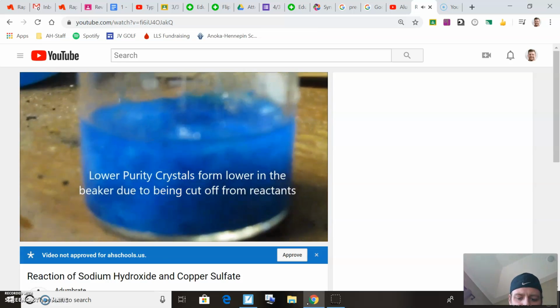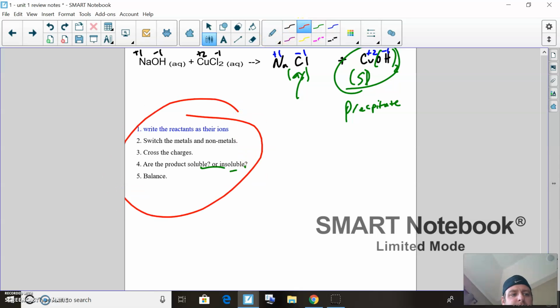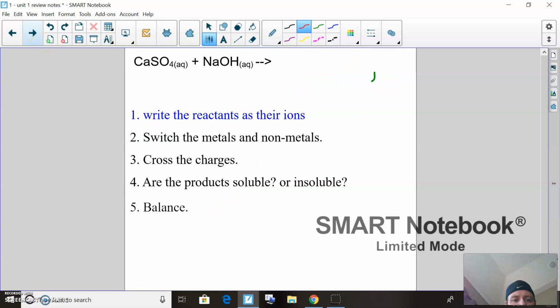So the moral of the story is to make sure you follow this process every time: switch, charge, balance. There are your rules for that.